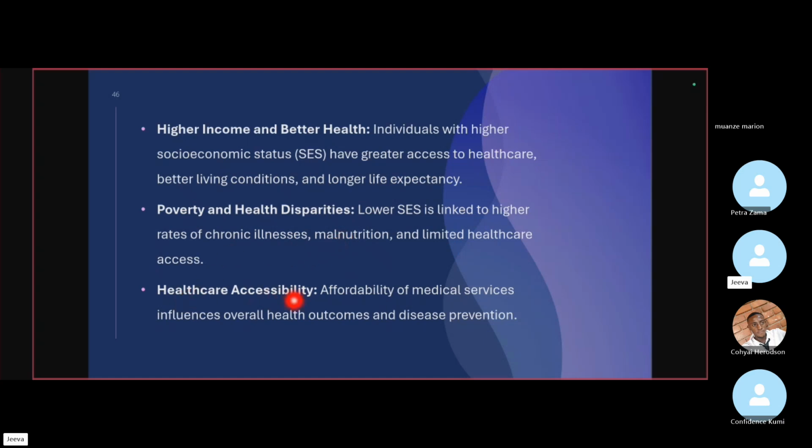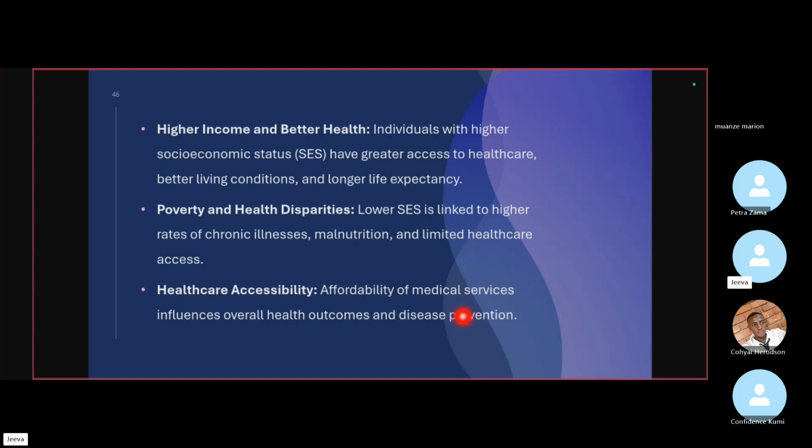Then healthcare accessibility. As I told you, affordability of medical services will influence the overall health outcomes and disease prevention. Those who have access to the medical services will be treated well. The others will not be treated. So again, people will have poorer health outcomes, and disease prevention will also be affected.